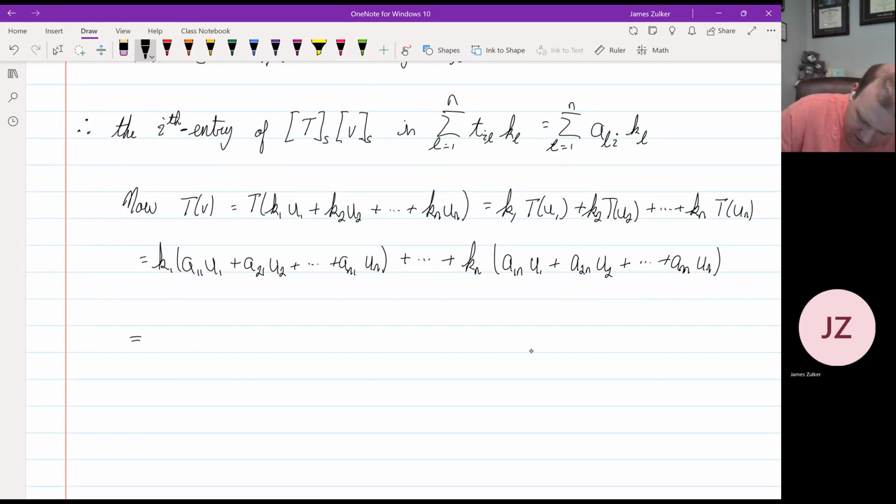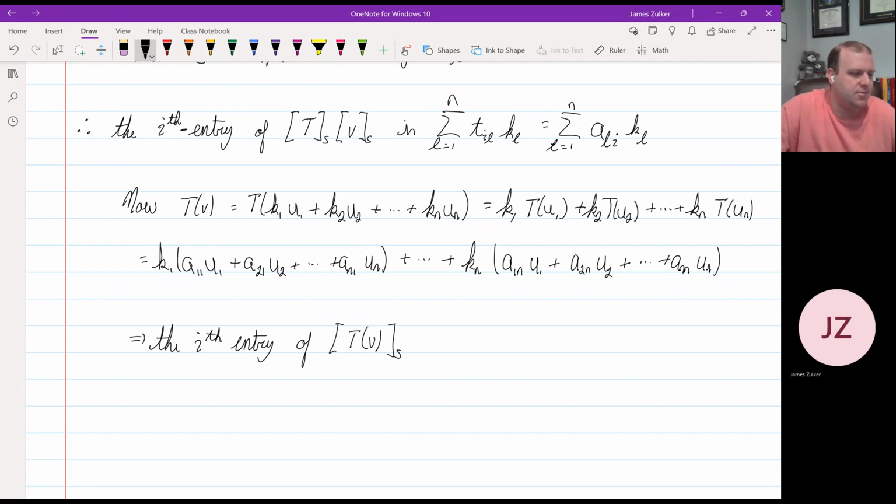This means that the ith entry of the coordinate vector for T of V with respect to S is the summation L equals 1 to N of A_LI times KL.